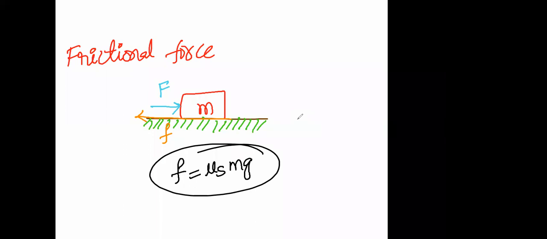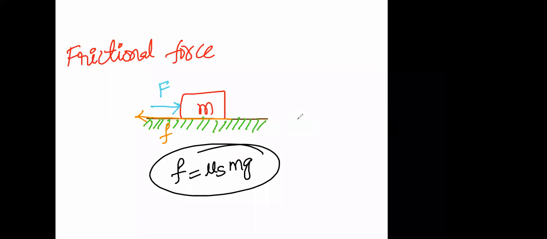To move any body in a circular path, it needs centripetal force. So on an unbanked road, the centripetal force is provided by the frictional force. If the banking is not there, what is meant by banking? Angle of banking. Whenever a turn is there, a circular path is there. To move in a circular path, centripetal force is needed.